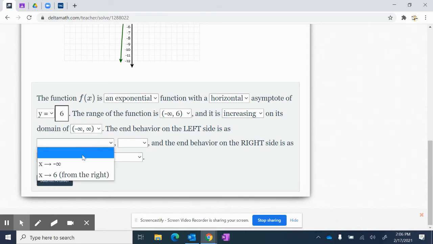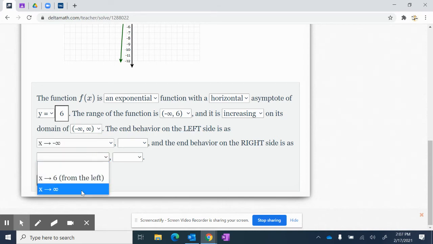And then I'm going to select the x's right away for the end behavior. Those are never going to change for exponential. The first one will always be x to negative infinity. The last one will always be x to positive infinity.